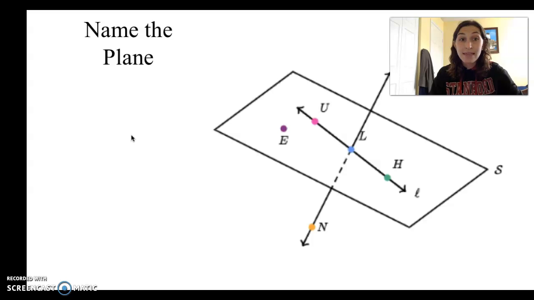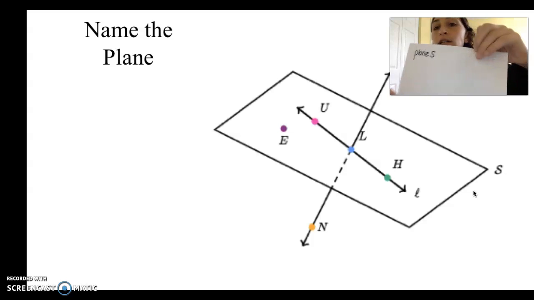So naming this plane, as you can tell, right here is the plane. Okay, as you can see, there are multiple different lines within the plane, but I want to name the actual plane. So first of all, I can see that there's an italicized letter right here, which is the name of the whole plane. So I could call it, I'm going to write it down here, plane S. This could be called plane S.